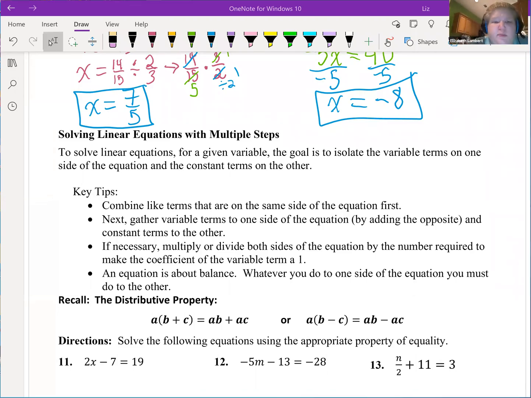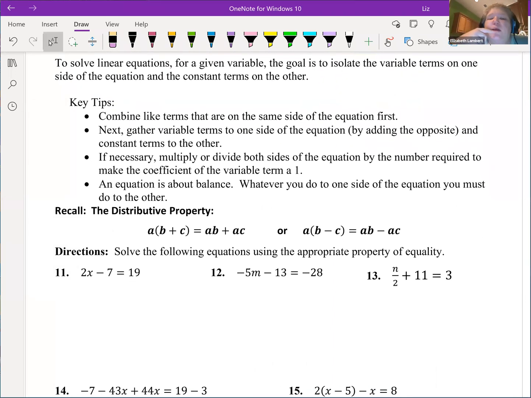Solving linear equations with multiple steps. So the goal is to isolate the variable term on one side of the equation and then anything else on the other side, which is usually constant terms because we only have one variable in our equations.